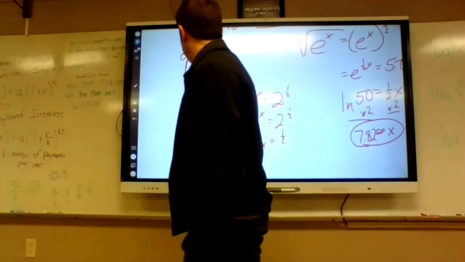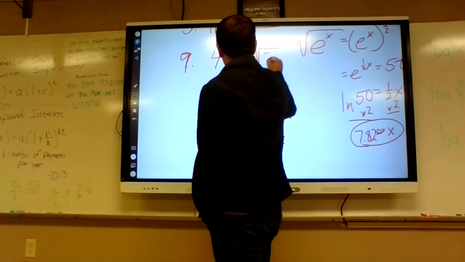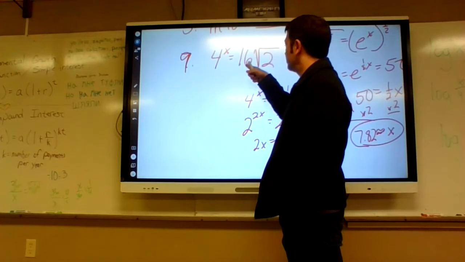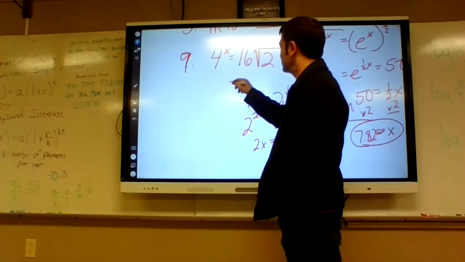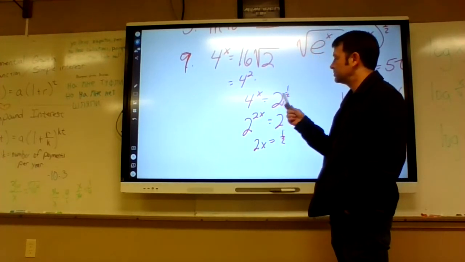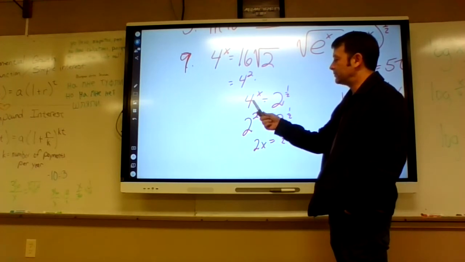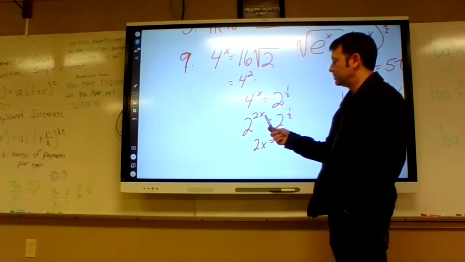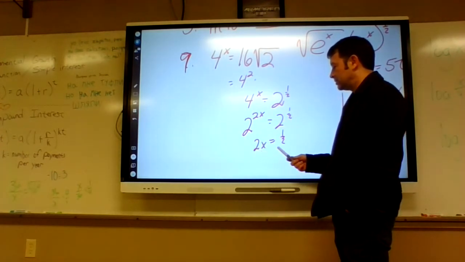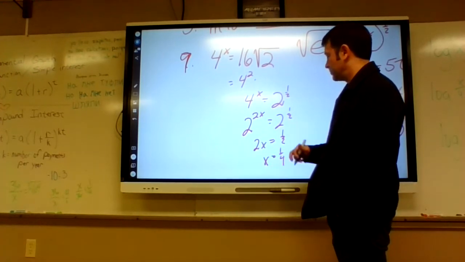4 to the x equals... Okay, so I'm breaking this down. Basically, 16 is 4 squared, and square root of 2 is 2 to the 1/2. I changed 4 into 2 squared. So if these are both base 2, then 2x equals 1/2. So x equals 1/2 divided by 2, which is 1/4.